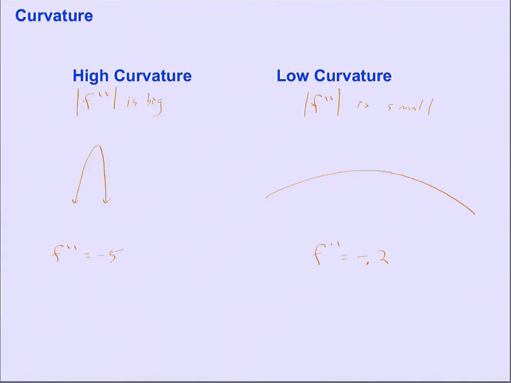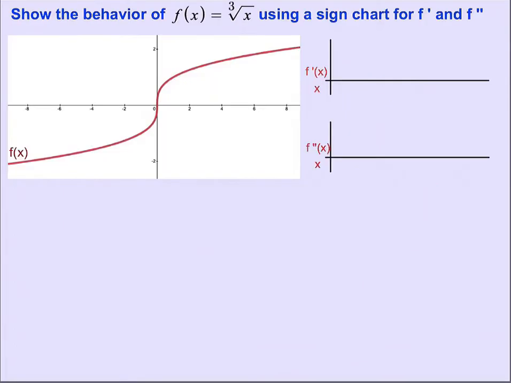Okay, now, one last thing I'm going to show you. And this is a common thing in a calculus class. It's to make what's called a sign chart for both f prime and f double prime. So what we're going to do to make a sign chart is analyze whether at different moments in the graph, so for different x values, f prime and also f double prime is positive, 0, or negative.